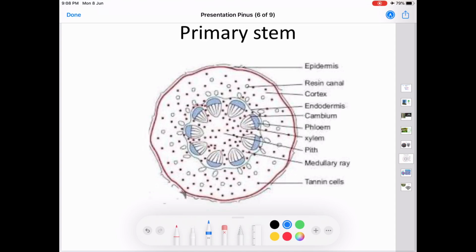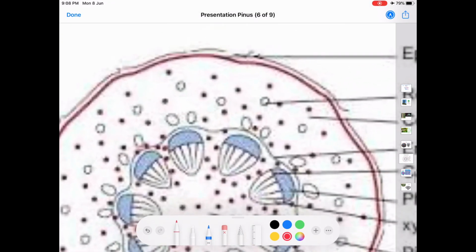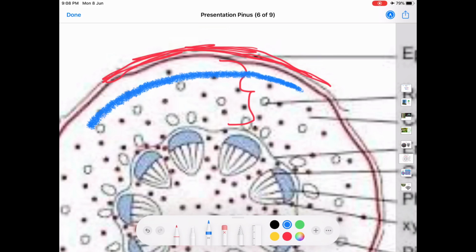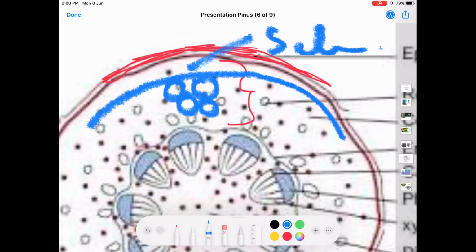Internal structure of primary stem. If you look into the internal structure of the primary stem, the outermost layer is the epidermis. It is a single layered epidermis, and this epidermis will be heavily cutinized outside. Inner to the epidermis is the cortex, and this cortex carries a few sclerenchymatous outer layers. Here you can see sclerenchyma, and inner to the sclerenchyma is the parenchymatous cortex.